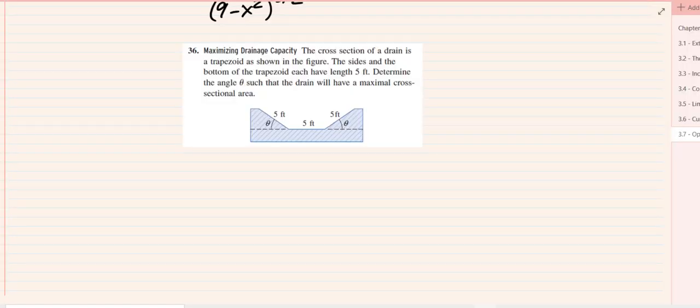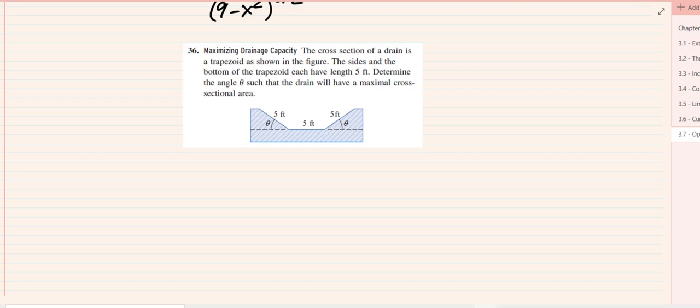Let's take a look at exercise number 36. In exercise number 36, the question reads: the cross section of a drain is a trapezoid as shown in the figure. The sides and the bottom of the trapezoid each have length 5 feet. Determine the angle theta such that the drain will have a maximal cross-sectional area.